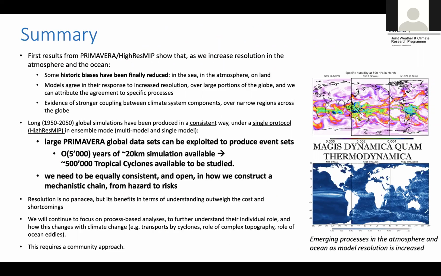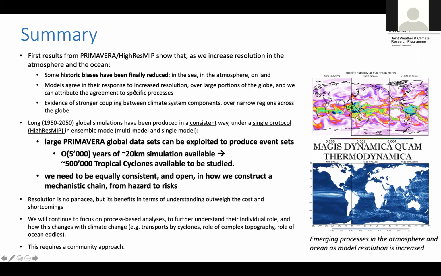So I'll just summarize here to say that, looking at it in terms of HighResMIP heterogeneous ensemble agreement, what has happened is that some of the historic biases have been finally reduced. We see them in the sea, we see them in the atmosphere, and also on land. And also we see them in the land-atmosphere coupling and the ocean-atmosphere coupling.